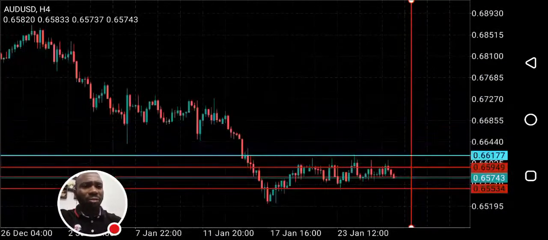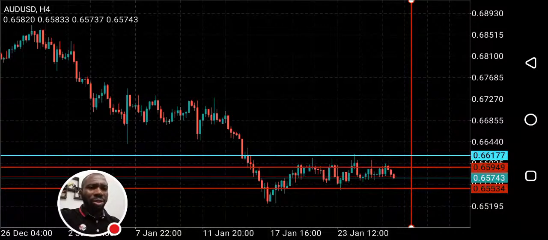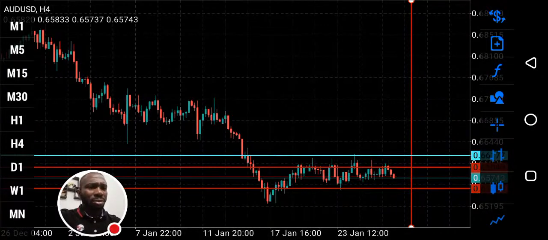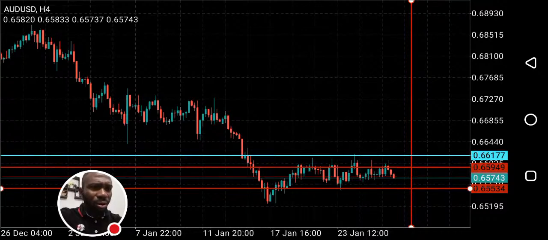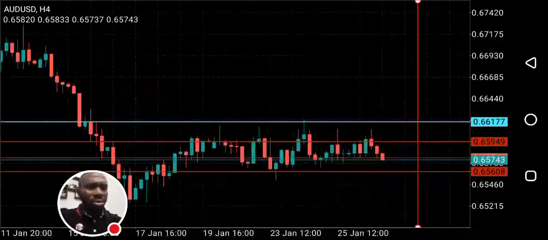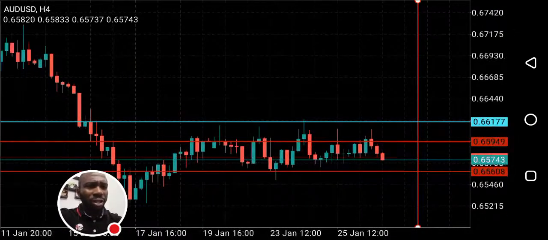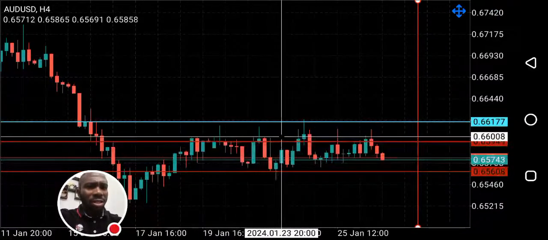Okay, you can see on 4 hour, price has been in a range. So a breakout from the low of the range, as you can see, this is the low of the range, and this is the high of the range.